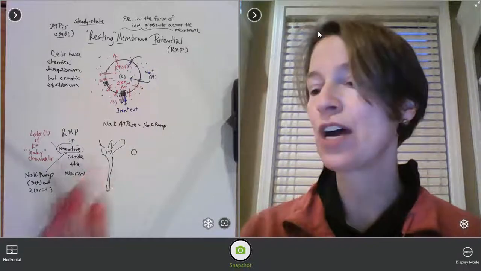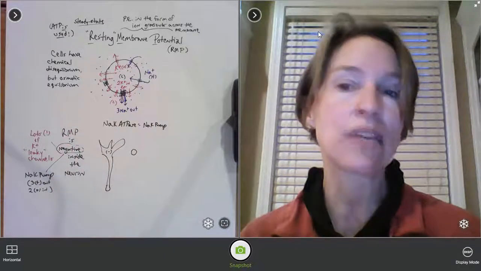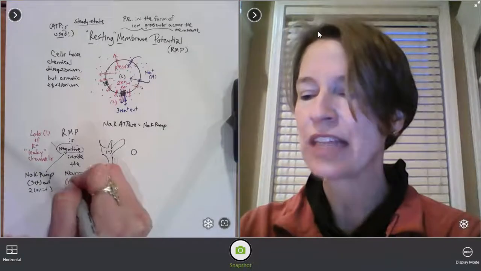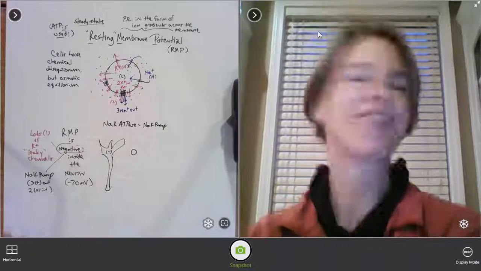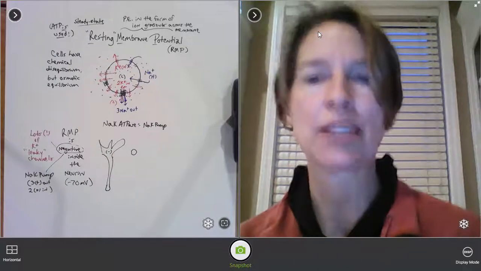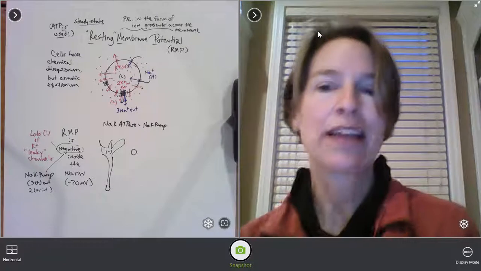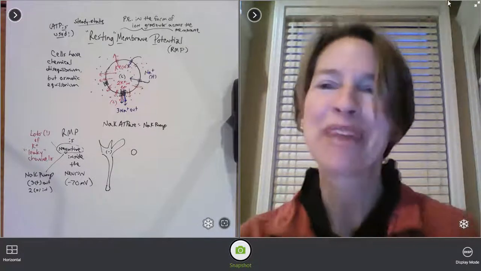So for a neuron, the resting membrane potential is negative, and for most generic neurons, it's going to be negative 70 millivolts. Okay, that's important to memorize because going forward into the nervous system section, that number pops up lots of times. Okay, hope that was helpful.